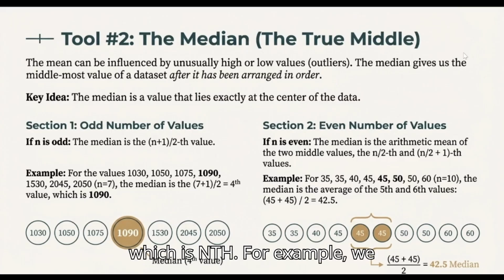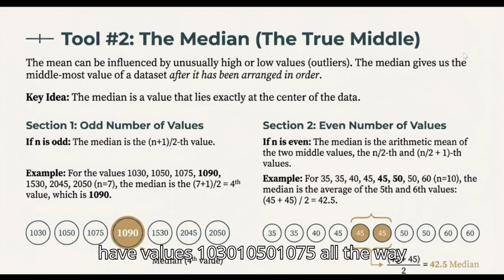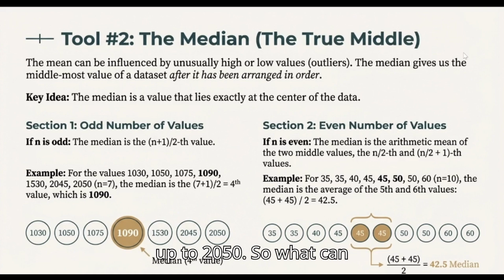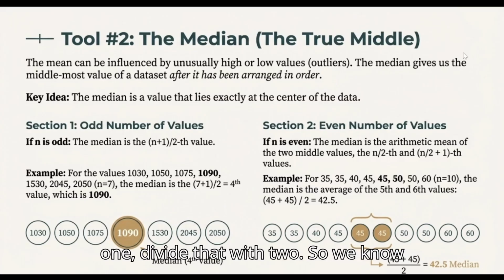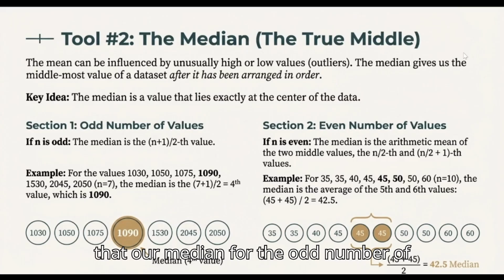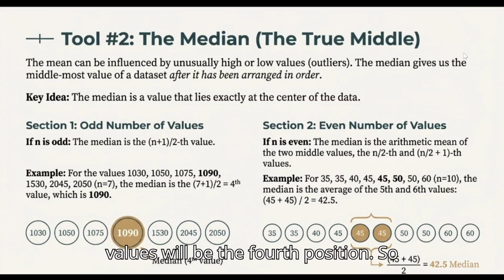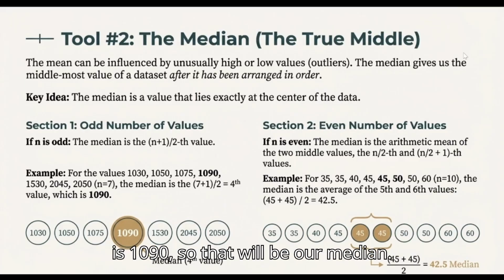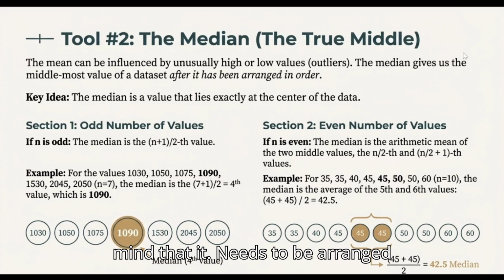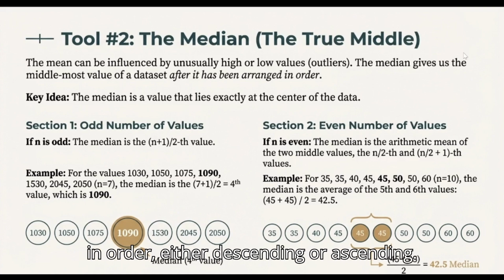For example, we have values 1030, 1050, 1075, all the way up to 2050. So what can we do here? We can find the value of n, which is the number of values, add 1, and divide that by 2. So we know that our median for the odd number of values will be the fourth position. Looking at this data, the fourth position is 1090. So that will be our median. This is our fourth value. And keep in mind that the data needs to be arranged in order, either descending or ascending.